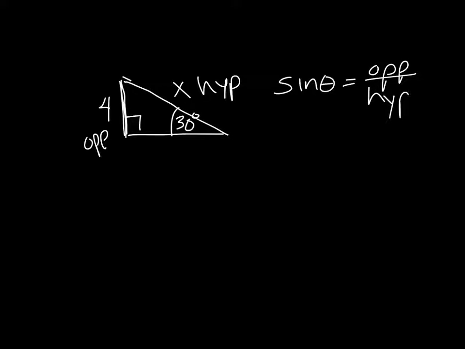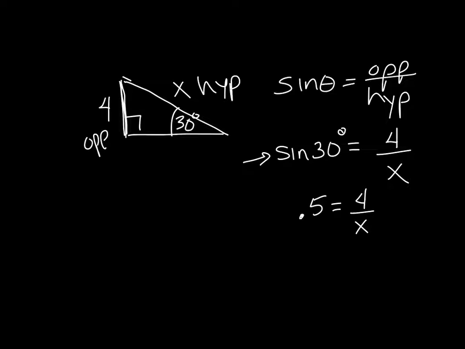Then I plug in what I know. I know that my angle is 30 degrees, so I'm going to write sine of 30 degrees equals my opposite, which is 4, over my hypotenuse, which is x. And now I want to solve for x. So you're either going to be given a table to know what the sine of 30 degrees is, or you're going to use your calculator. Make sure your calculator is in degrees, and you're going to plug that in. And when you do, you're going to find the sine of 30 degrees is 0.5.